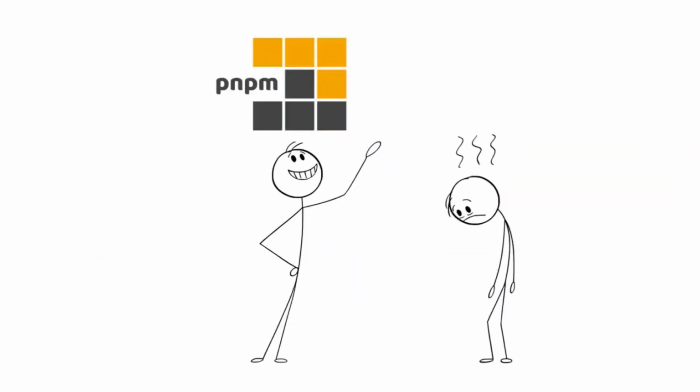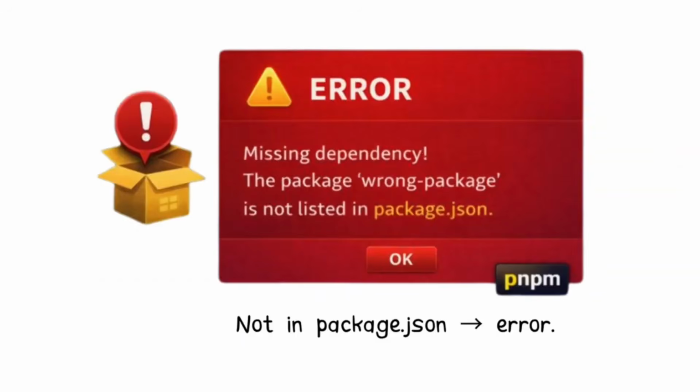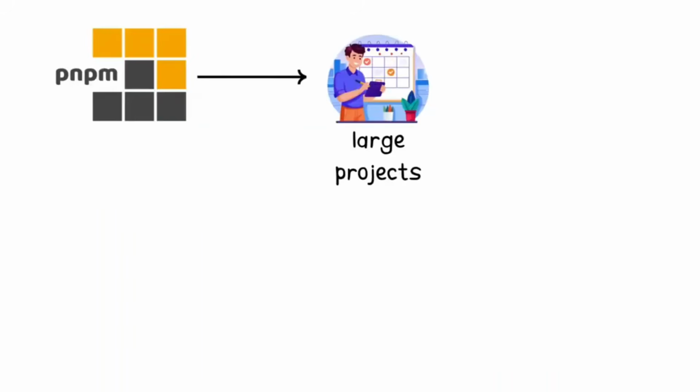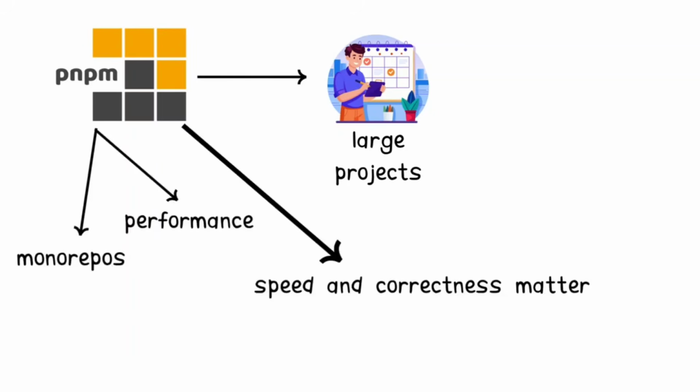PNPM is also strict about dependency usage. If your project tries to use a package that is not listed in package.json, PNPM will throw an error. This helps catch hidden bugs early. PNPM is especially popular in large projects, monorepos, and performance-focused environments where speed and correctness matter.